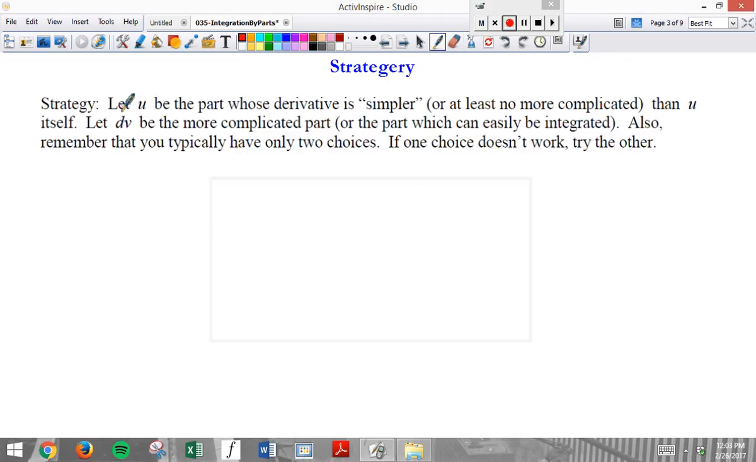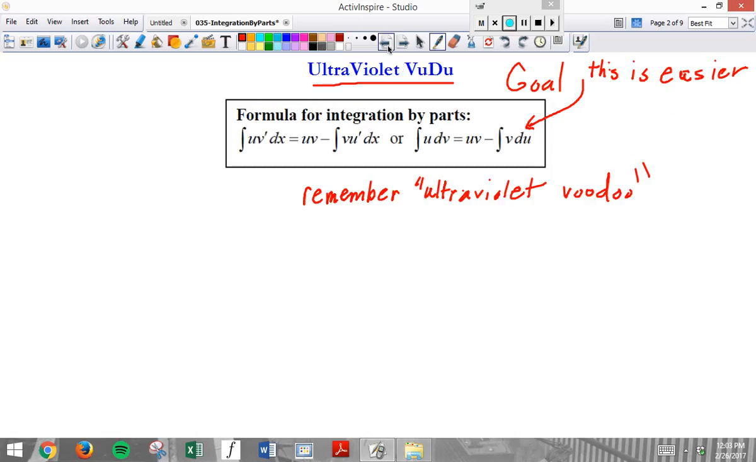A brief word. Let U be the part whose derivative is simpler, or at least no more complicated than U itself. So the idea is U is something that is easy to differentiate. And then dV is the part that's more complicated, or at least the part that's easier to integrate. To go from here to here, I have to differentiate. To go from dV to V, I'd have to integrate.